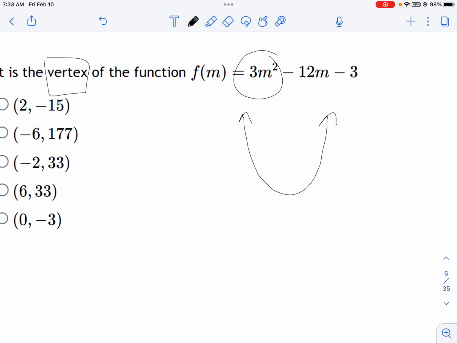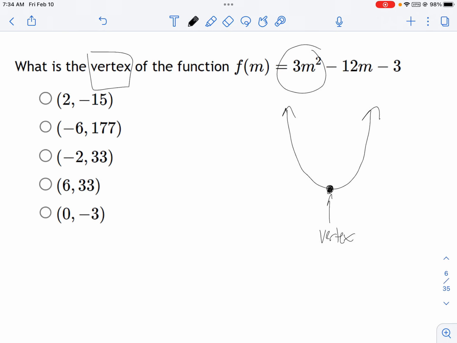And on that U-shaped graph, there's a particular point right down here that is the minimum of your graph. It's also the turning point of the graph. And notice where it goes from decreasing to increasing, and it switches at that little bottom point right there. That is your vertex. Okay, that's what it's referring to.